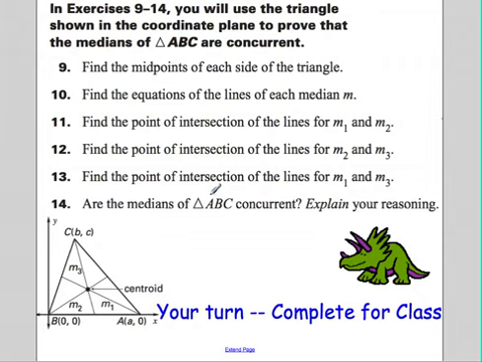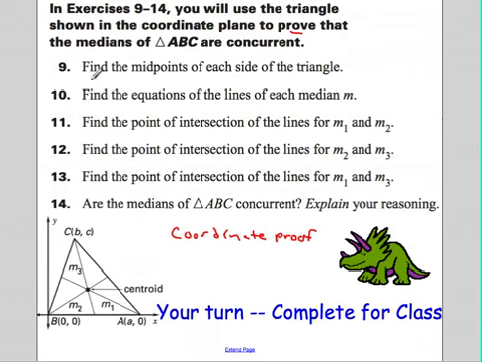Alright guys, it's your turn to show off your amazing mathematical ability. You have some picture down here. Oh, this looks kind of like a coordinate proof. Holy smokes, coordinate proof. Well, what do you have to prove and how do you have to do it? In exercises 9 through 14, you will use the triangle shown in the coordinate plane to prove that the medians of triangle ABC are concurrent. Now, this is going to be a coordinate proof. So basically, if it's asking you to do something, tell me what formula you're using and then actually use just the letters provided, like B, C, or A, 0, or 0, 0, in order to find whatever you're finding.